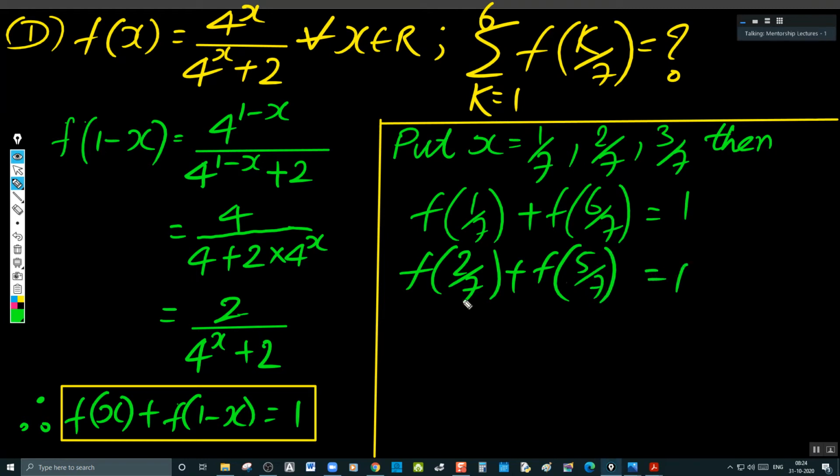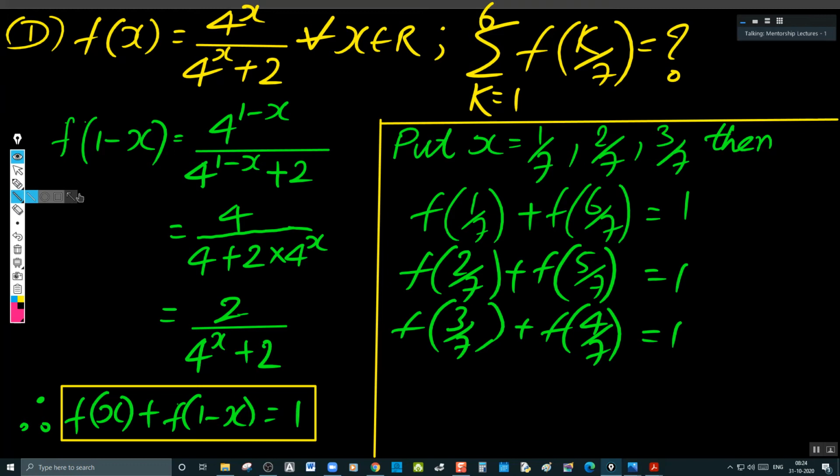It is also 1. Next, f of 3 by 7 plus f of 1 minus 3 by 7. It is 1. Just check it out: 1, 2, 3, 4, 5, 6. All are there. Therefore, the sigma value should be what? 3. That's it, please. Your answer, the addition of all this, is nothing but 3.